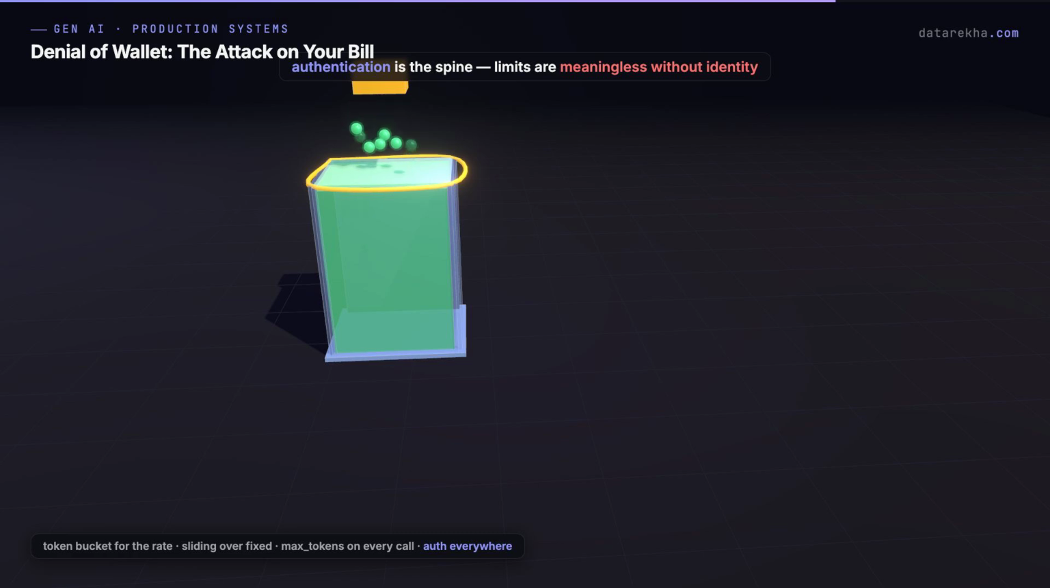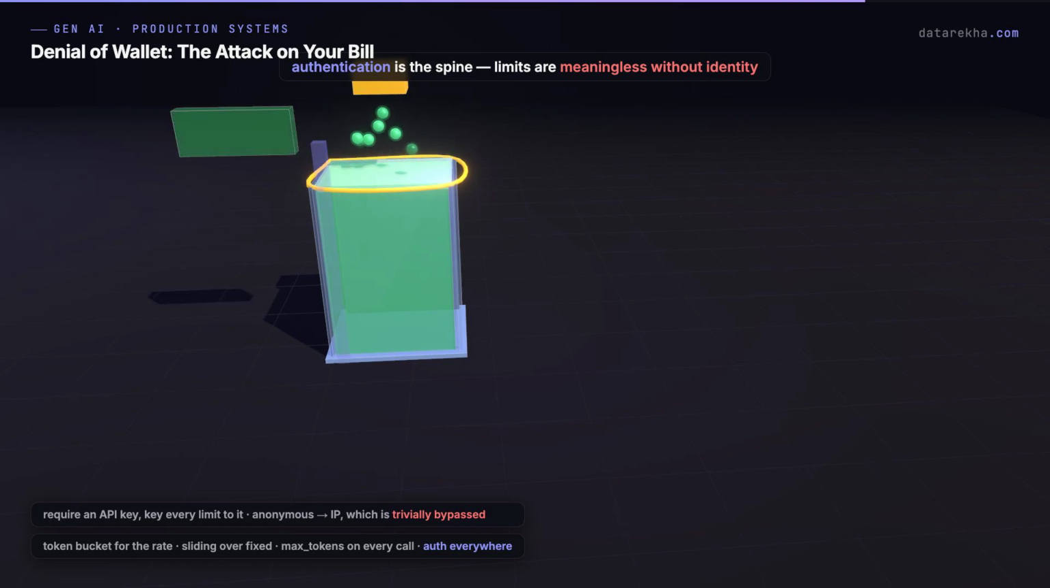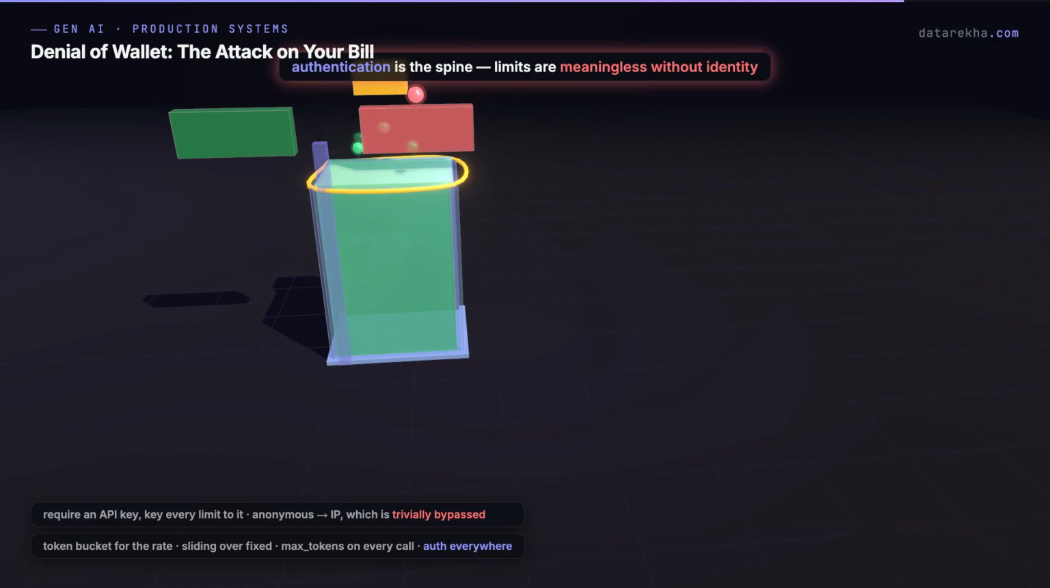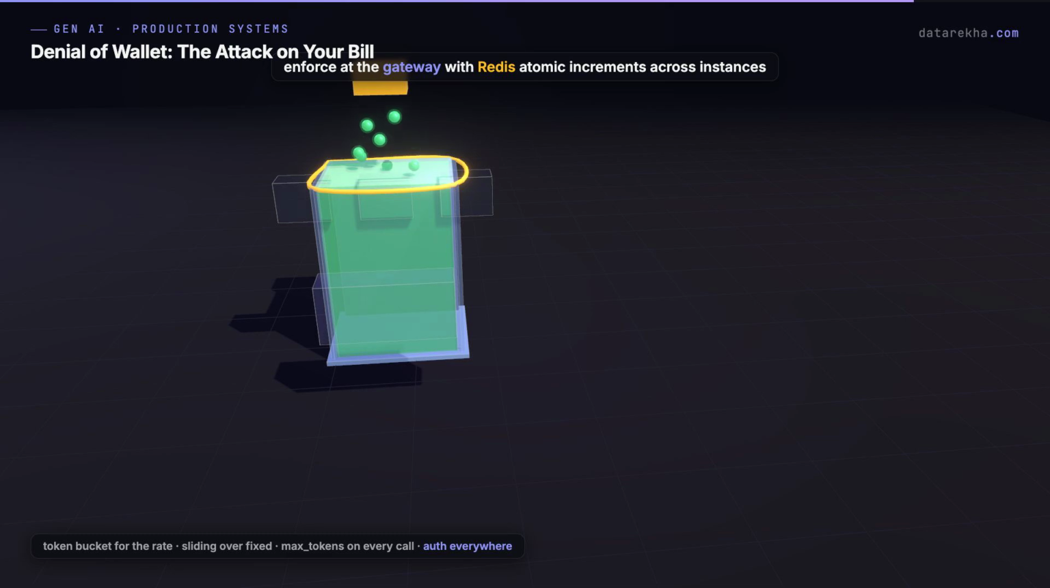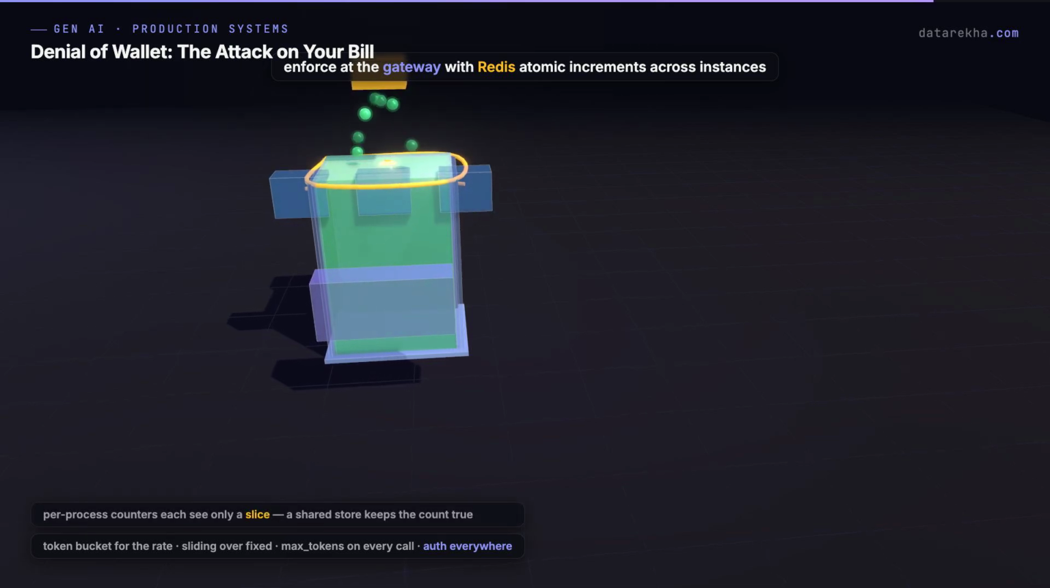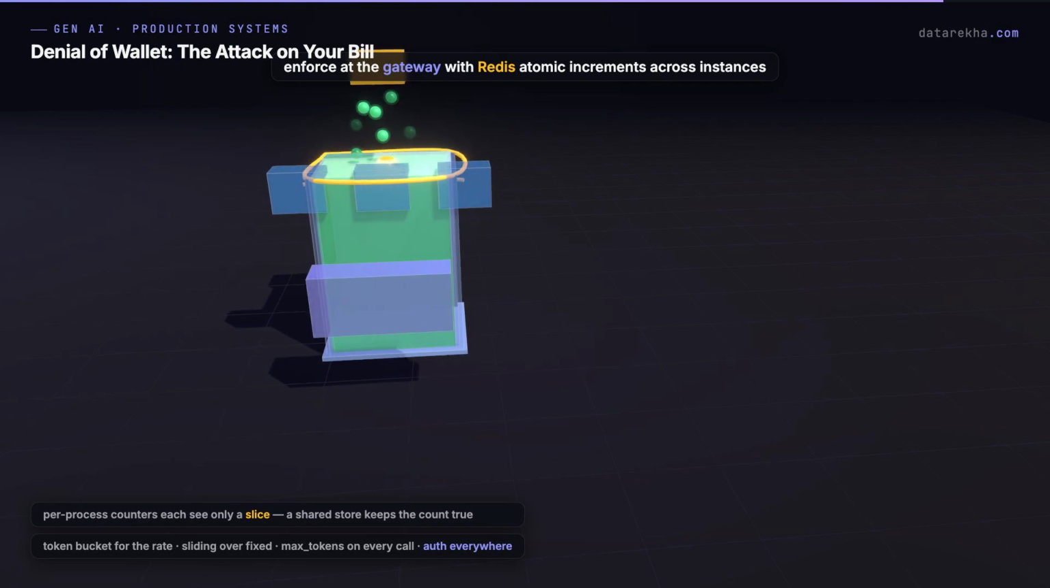And fifth, the one that makes the rest matter, authentication. Limits are meaningless without identity. Require an API key, tie every limit to it. Anonymous endpoints fall back to limiting by IP, which is trivially bypassed. And enforce it all at the gateway with Redis atomic increments across instances, since per-process counters each see only a slice.